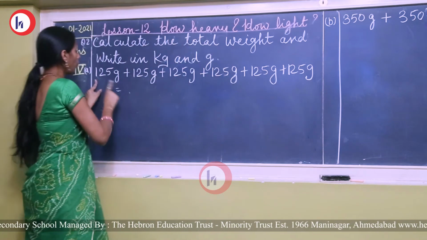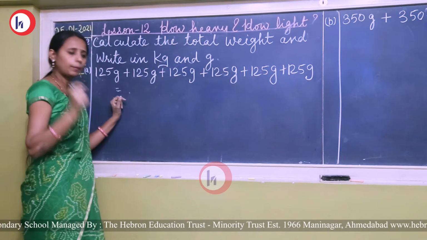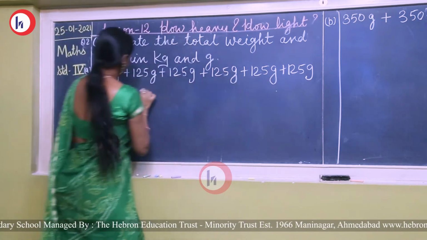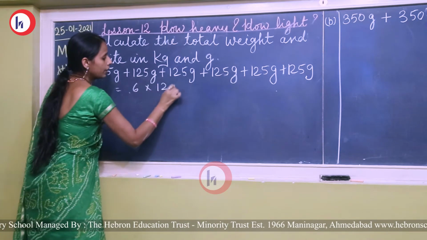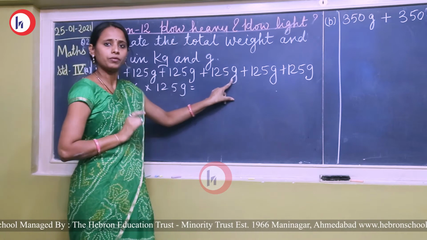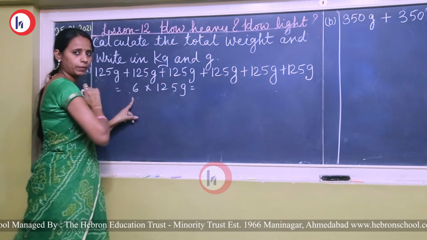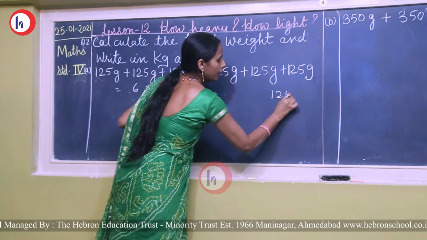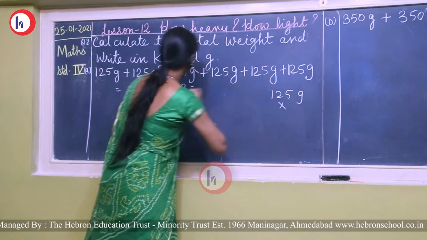यानी 6 times 125 gram is repeating. So 6 multiplied by 125 gram. Instead of addition of this number, we will do multiplication. So 125 gram multiplied by 6.